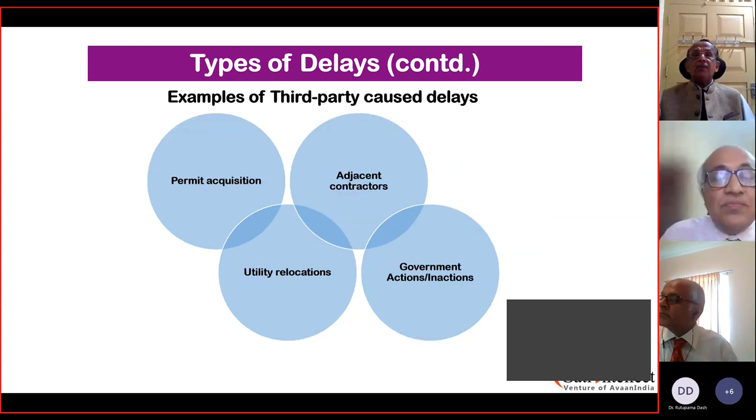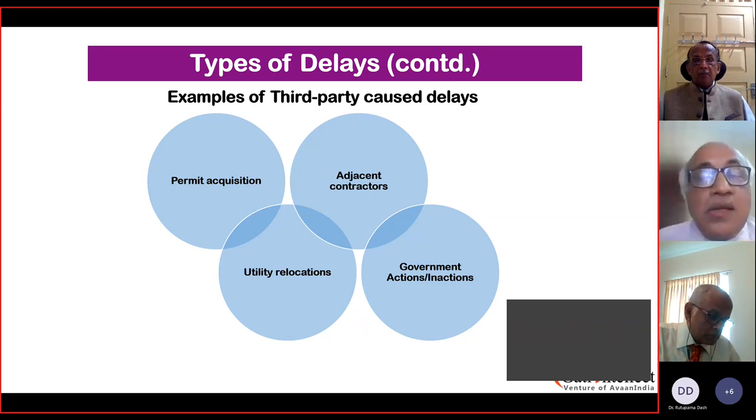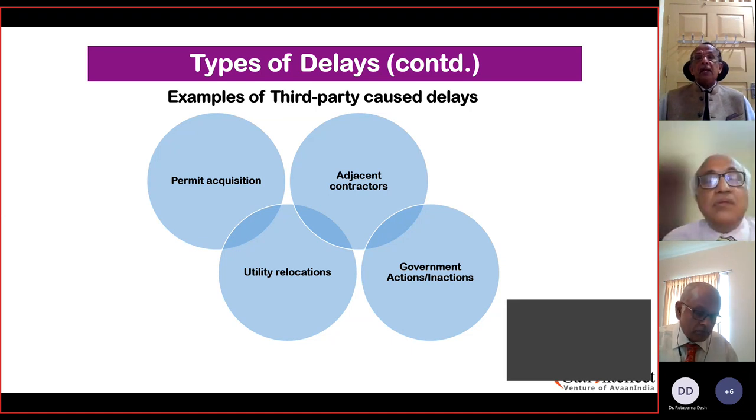Examples of third-party cost delays. Now, when it comes to third parties, it can be from the government side, it can be from the local authorities, or it can be from anybody, like permit acquisition. Or it can be from the security where the project is located. So that is one consideration, permit acquisition delays.